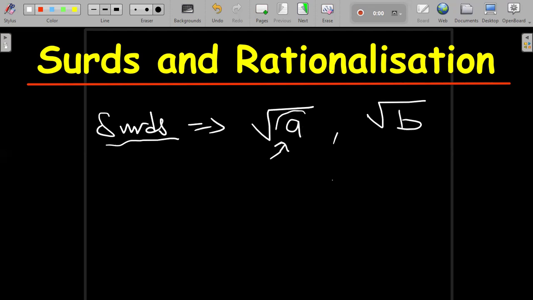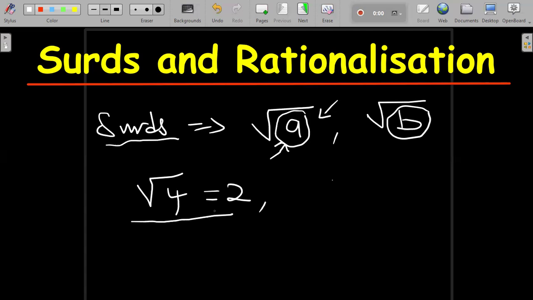For us to call the number under the root a surd, it should not have a perfect square root. For example, the square root of 4 is 2, so it is not a surd because it has a perfect square root. What about the square root of 9? The square root of 9 is 3, so it's not a surd as well. You can only be a surd if the number under the root does not have a perfect square root.